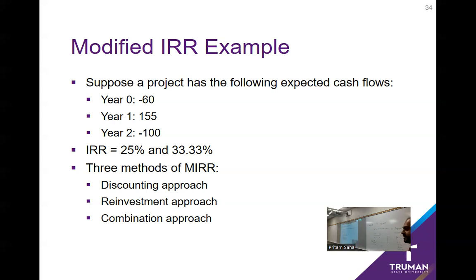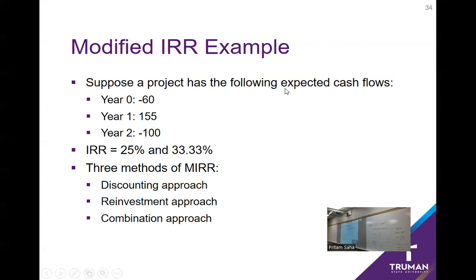Negative 60 and negative 69.44, because this was negative 100, right? So yeah, it should be negative. Good catch. If it were positive 100, it would be positive 69.44. And we are just discounting the outflows. Outflow to outflow, inflow to inflow.